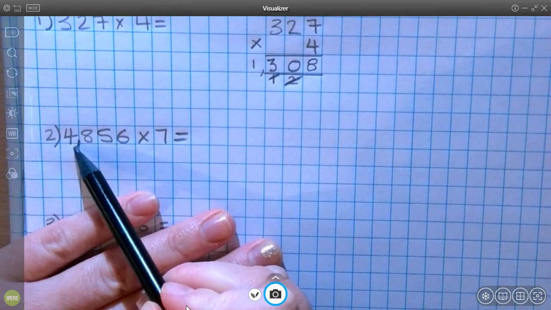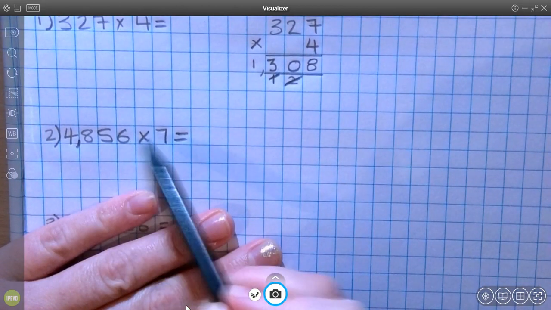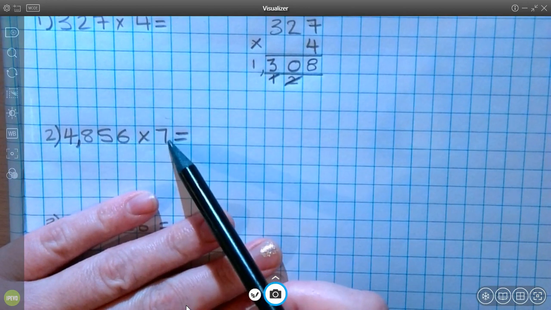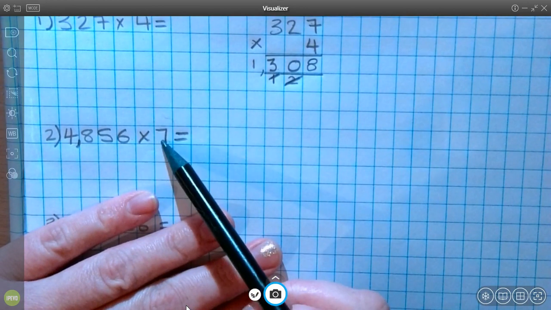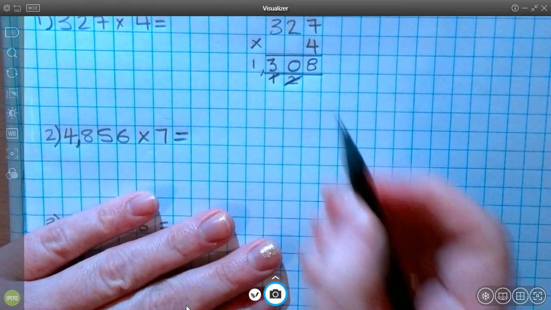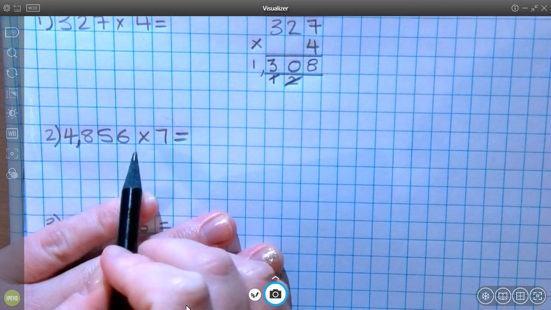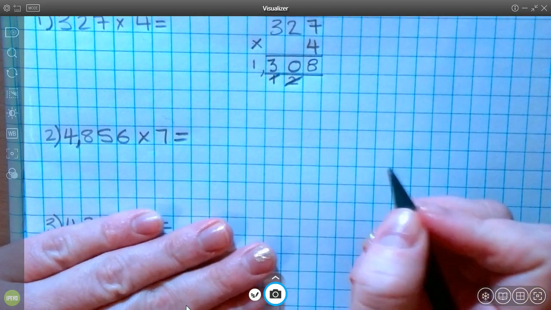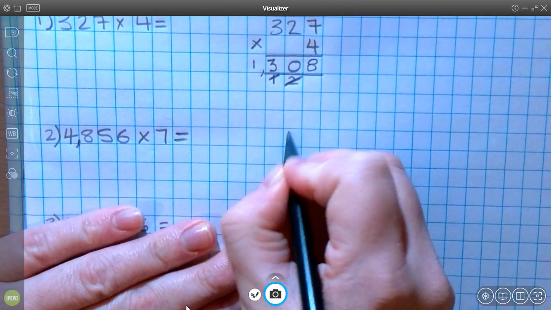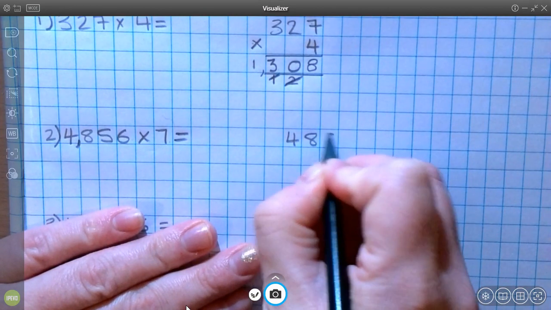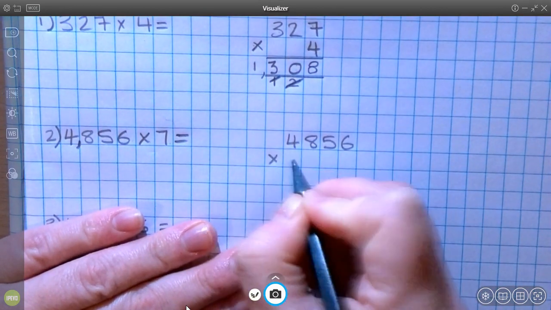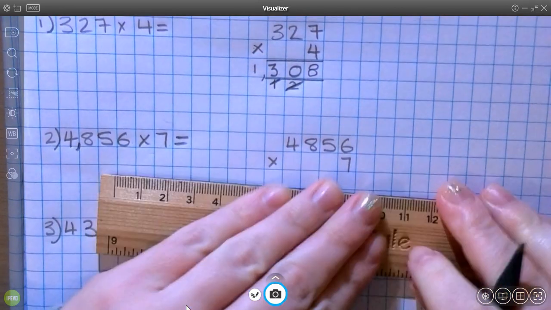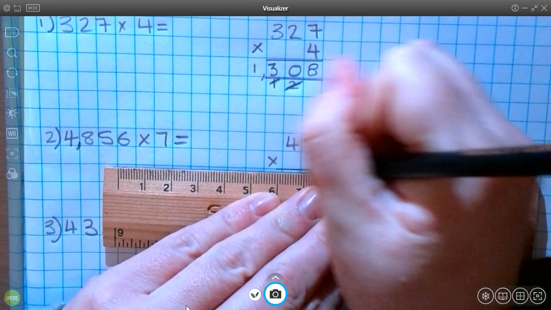This time I'm going to multiply 4 digits by 1 digit. So obviously short multiplication is just when we're multiplying by 1 digit numbers. Again, I can't work it out like this, so I need to put my calculation into a column method. So 4,856 multiplied by 7. I'm going to do my 2 lines with a ruler.